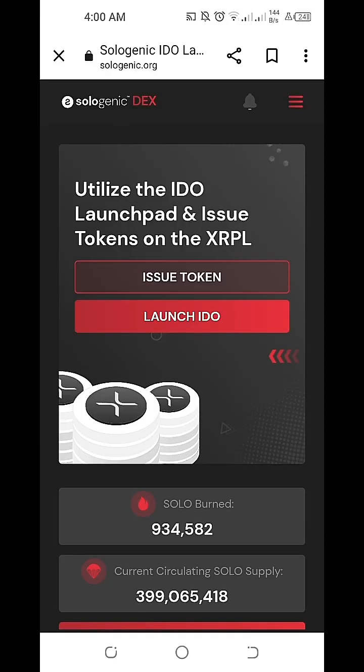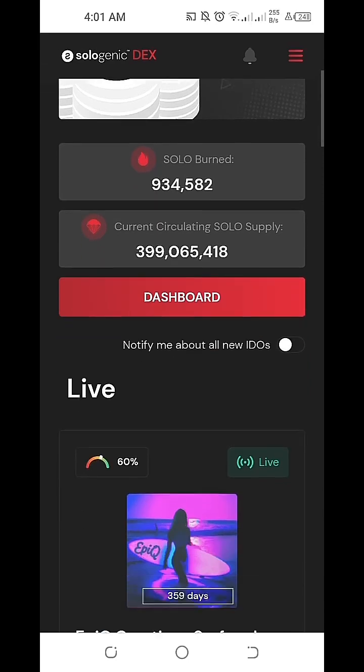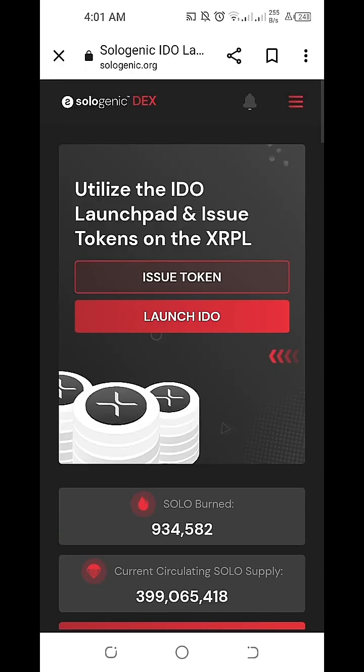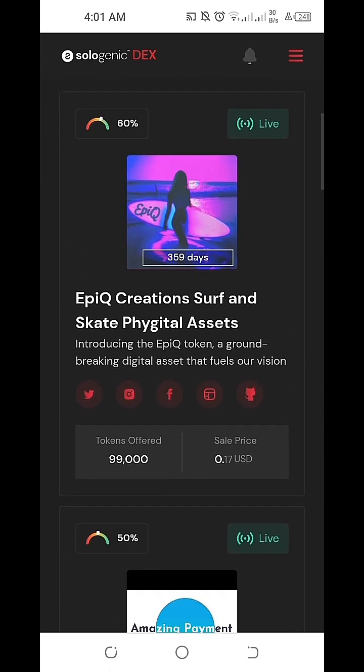Hi everyone, today's video is about the Sologenic Decentralized Exchange and Wallet, and our main point of discussion for today is about the edit limit option on our Sologenic Dex and Wallet, okay? Now, normally guys, when we navigate through the IDO Launchpad or the initial DEX offering of our Sologenic Dex and Wallet, we have here a new set of tokens.